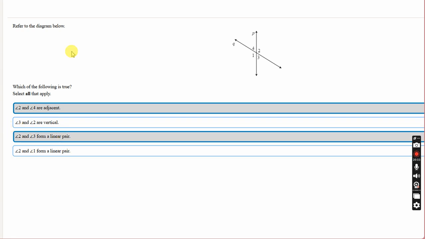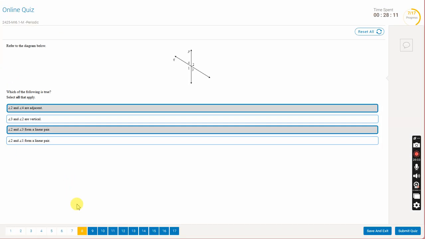Again, 2 and 1 form a linear pair. No, they're opposite each other. Look, this is what is forming angle 1, and this is forming angle 2. They're vertical. They're not a linear pair. For a linear pair, you need to have a common ray between them.